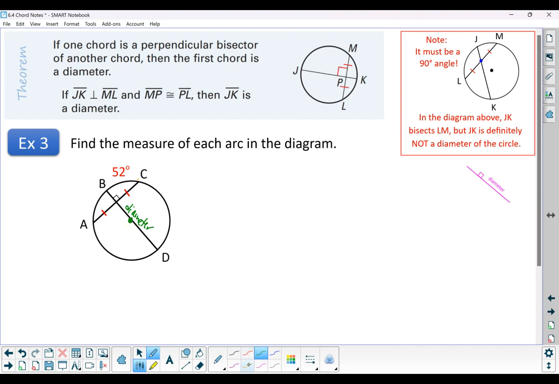So since it's going through the center, we know that this arc and this arc are the same. So we also have a 52-degree arc here. And we know that diameter is cutting the circle in half. So we've got 180 degrees from B to D. So to get from C to D, we can do 180 minus 52. So 180 minus 52 is 128. So we've got 128 here. And again, because that's a diameter and a perpendicular chord, we know that this one will also be 128.